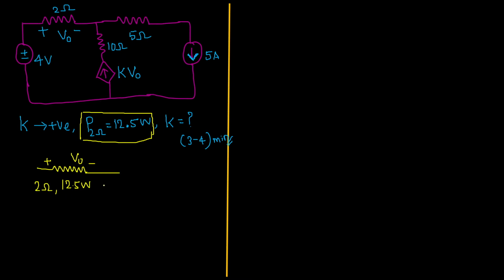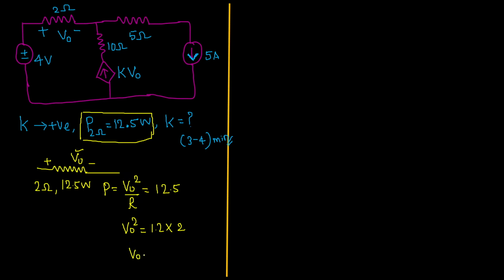First of all, how will you calculate the power dissipation for the resistor? Either you can go with the current or you can go with the voltage. I am going with the voltage because in our case we are talking about the voltage drop across the resistor. So power P is equal to V squared by R. What is the value of power? It is given as 12.5 watt. From this, V0 squared equals 12.5 into the value of resistance, which is 2.